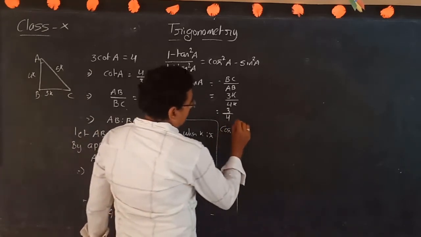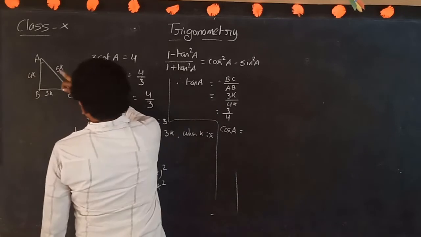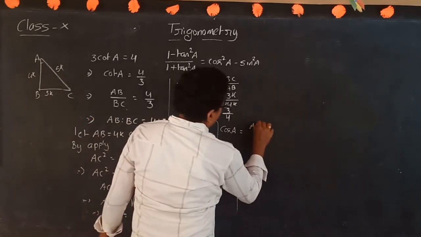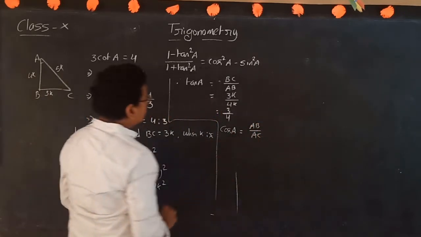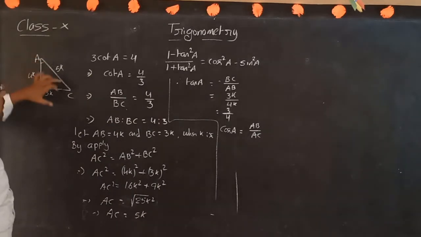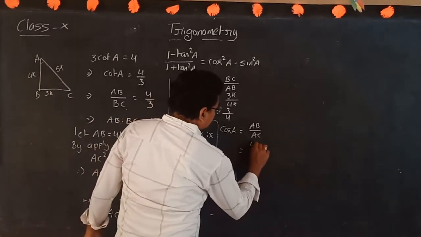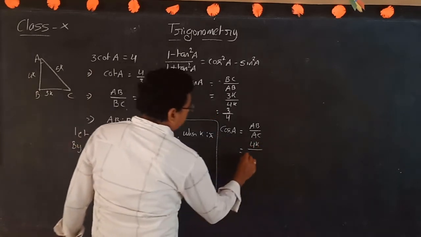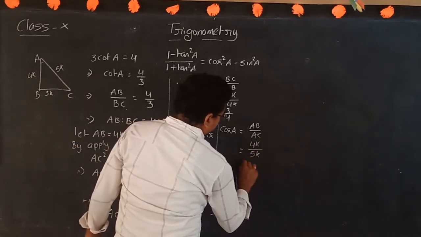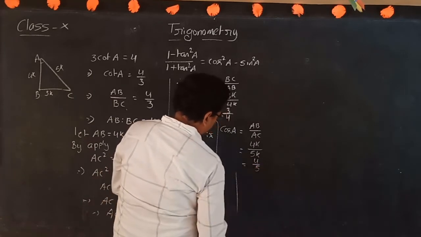Cos A equals. What is the cos A? Adjacent by hypotenuse. What is the adjacent? AB is the adjacent. AB by AC. Adjacent side by hypotenuse, AB by AC. This equals AB how much? 4K. What about AC? 5K. K will cancel. 4 by 5 is the cos A value.